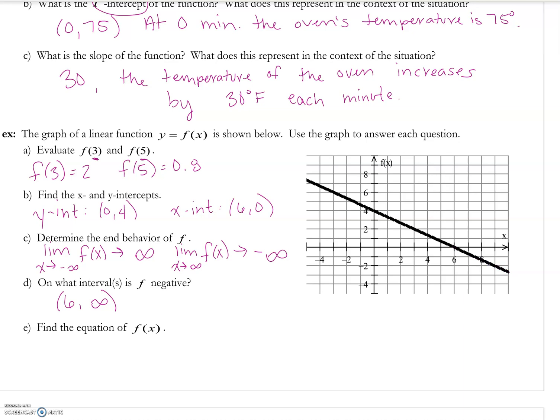Lastly, we want to find the equation for f of x. So if I know this is a linear function, I know I'm dealing with an equation in the form of mx plus b. I know that my y-intercept is up here at the 4, so I'll put a plus 4. My job now is to determine my slope. So I can count in between two nice points, rise over run. Between these 2 points, I would go down 2 and to the right 3.